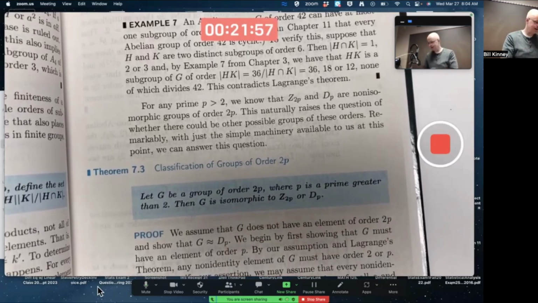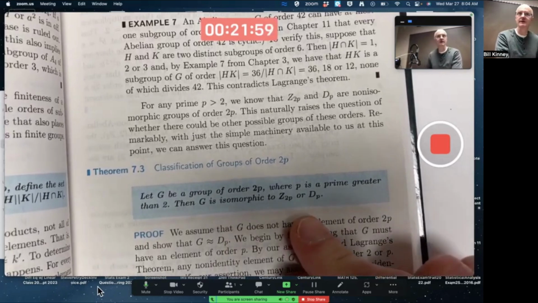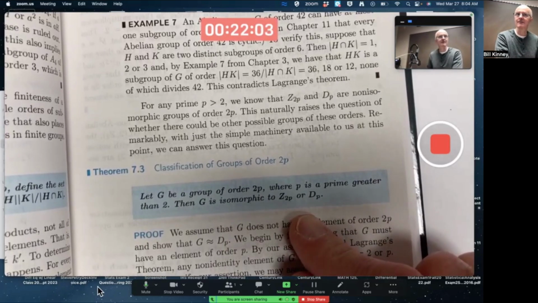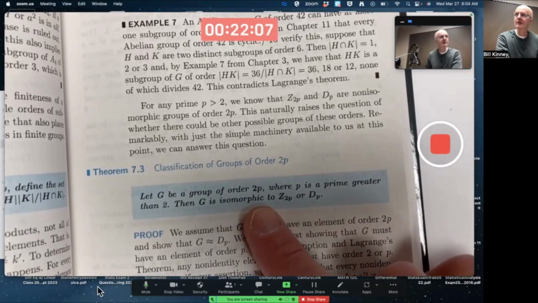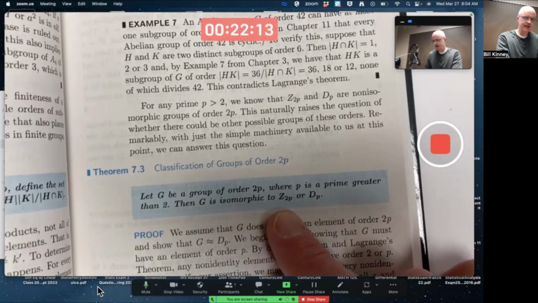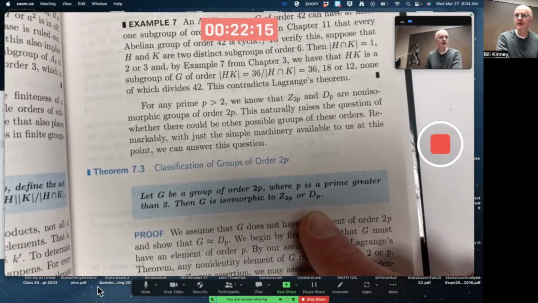This does include the case where the order is 6, like you were just asking about, Caden. If the order is 6, 6 is 2 times 3. P is 3. That fits this. It's isomorphic to Z6 or D3.